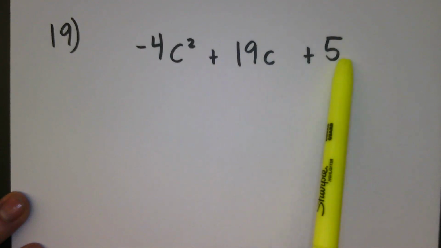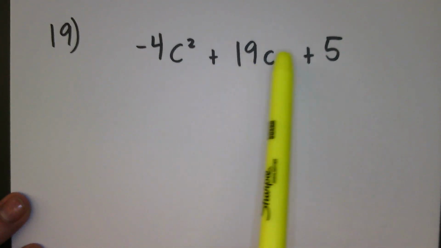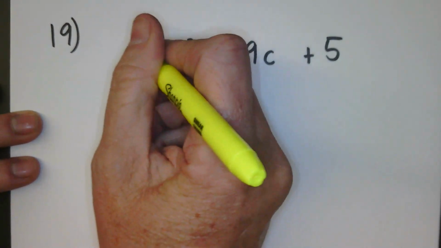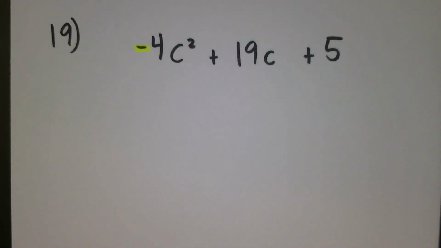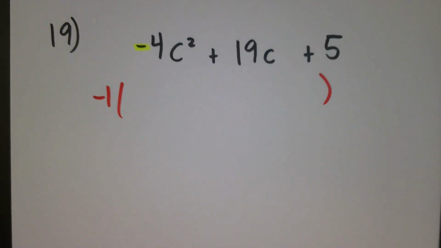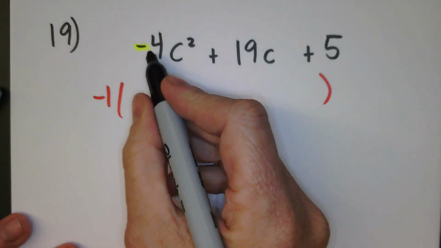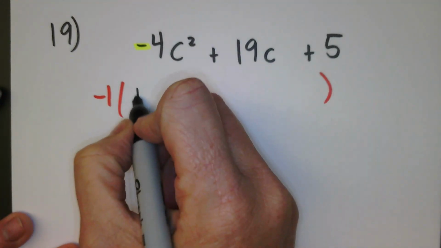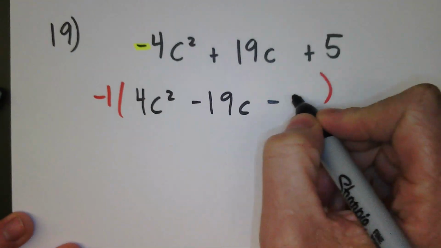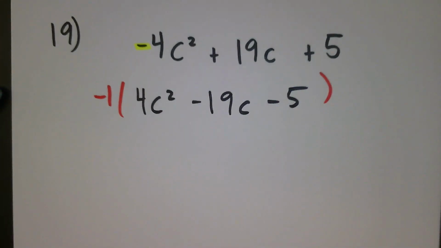I'm going to look and see if there's any common factors in my -4, my 9, and my 5. There isn't. The only thing that goes into all these numbers is 1. But this is a little bit problematic. Having the negative is going to make the factoring a little bit trickier, so we're going to factor it out. I'm going to pull out a -1 and leave it on the outside for the time being. That's going to basically flip all of these signs, so I'm going to have a 4c squared, a minus 19c, and then a minus 5.